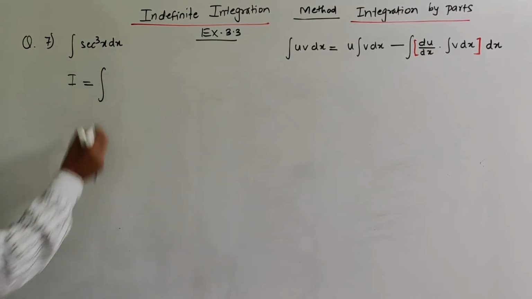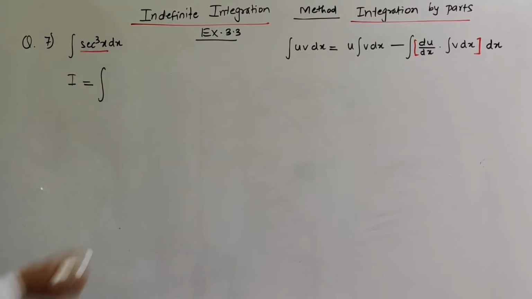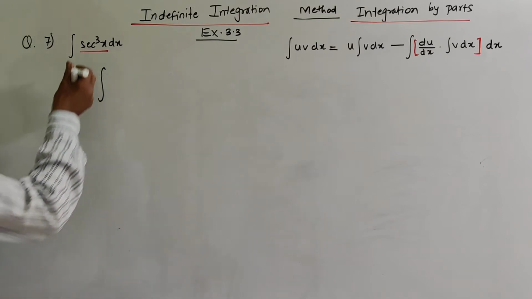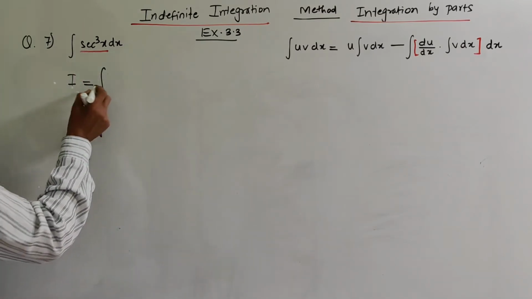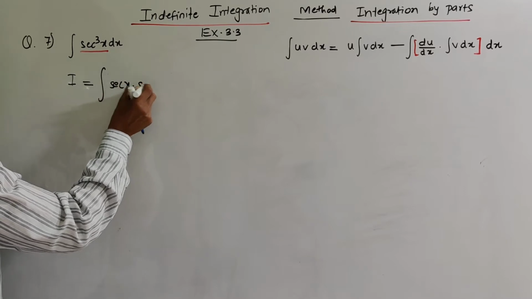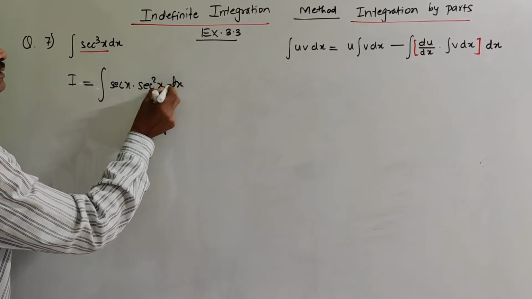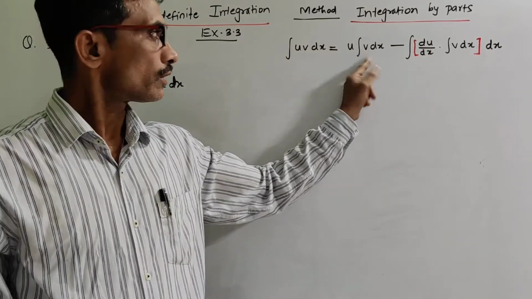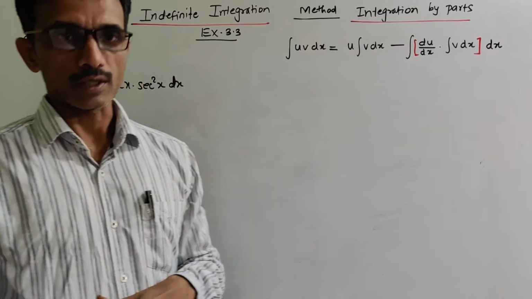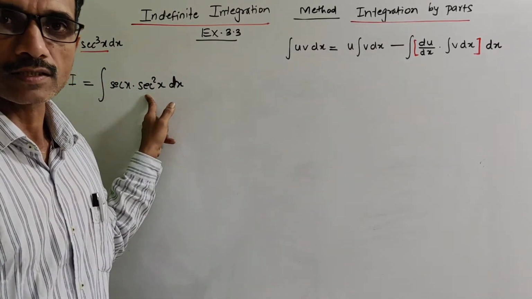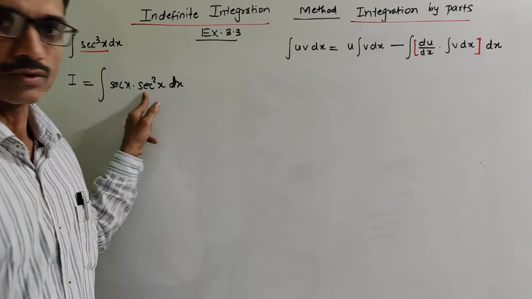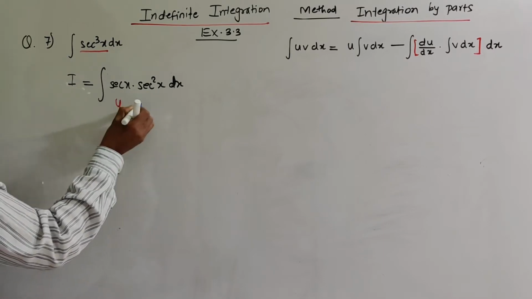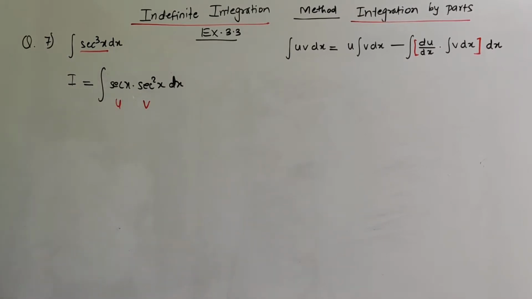I is equal to integral, see this sec cube x, it is a particular type of integral. So how we solve it? Sec cube x will write as sec x into sec square x dx. In integration by parts, this v function we choose whose integration is known to us. अब इसमें sec square x का integration we know, so therefore we choose this as v and this as u. So we'll select this as u and this as v and integrate it by parts.